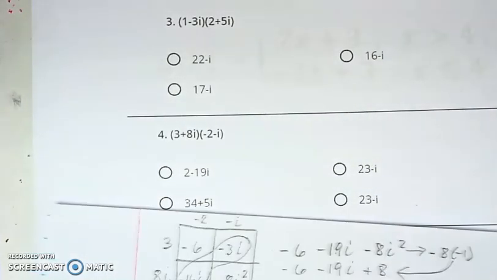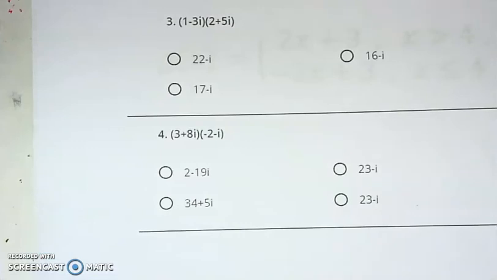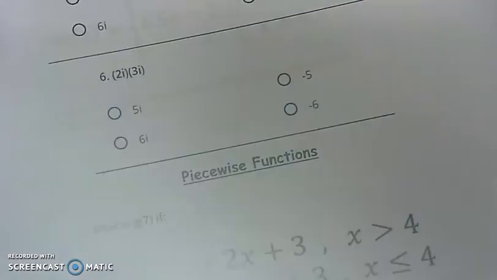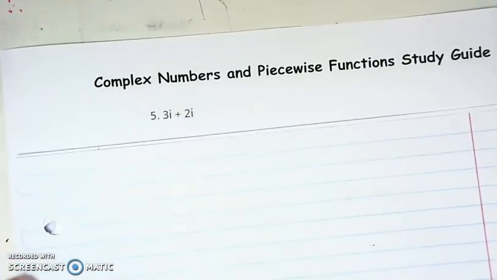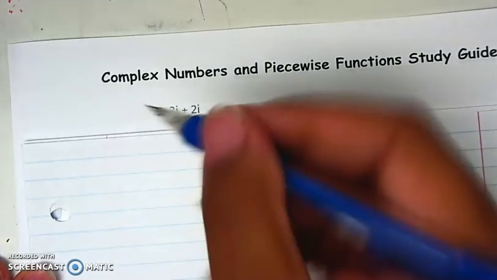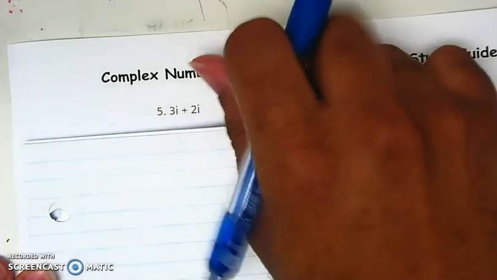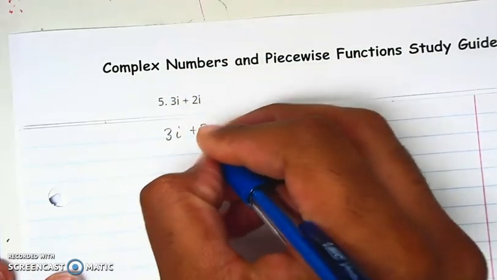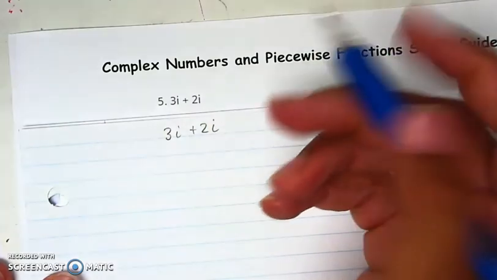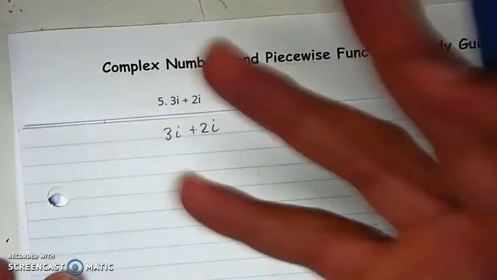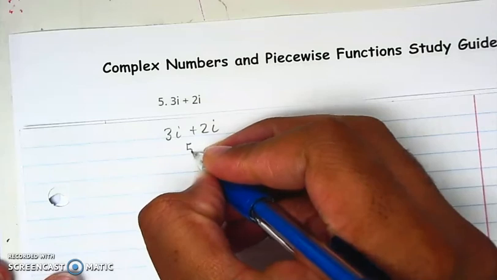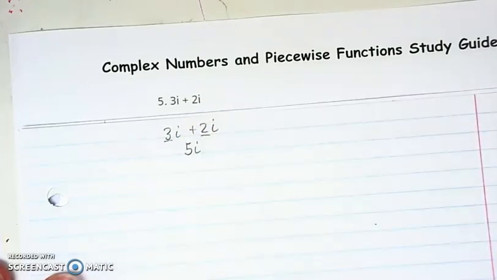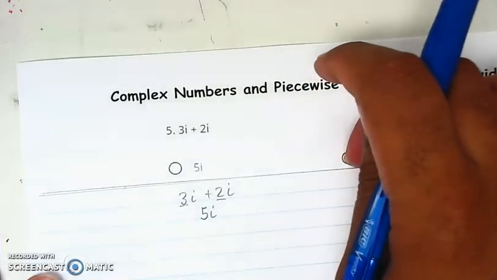Sweet, doing good. We have a couple more for complex numbers, 2 more, and these are very simple ones. We can do these really quick. Here we have 3i plus 2i. These are complex terms, so all we do is combine the two. These are our b's. You're adding, so 3 plus 2 is 5, and then i. That's just 5i.